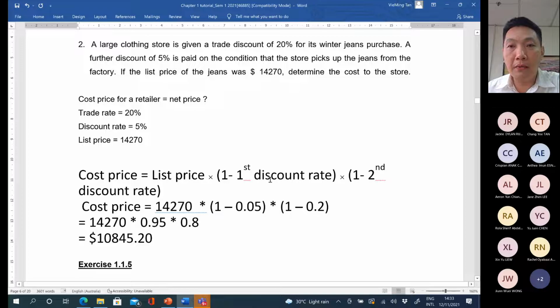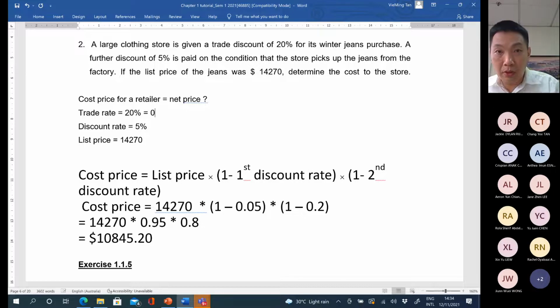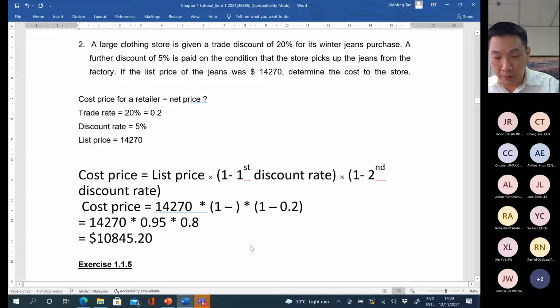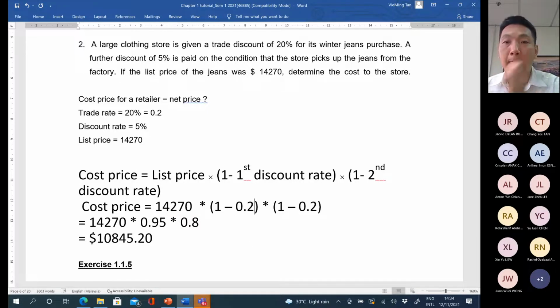And the first discount rate is what value? 20%. So substitute 20%. It should be 20%, right? So here should be 20%. 20% means 0... okay, so I better write down. 20% means 0.2. 20 divided by 100, so it's 0.2. Okay, so first discount is 0.2.